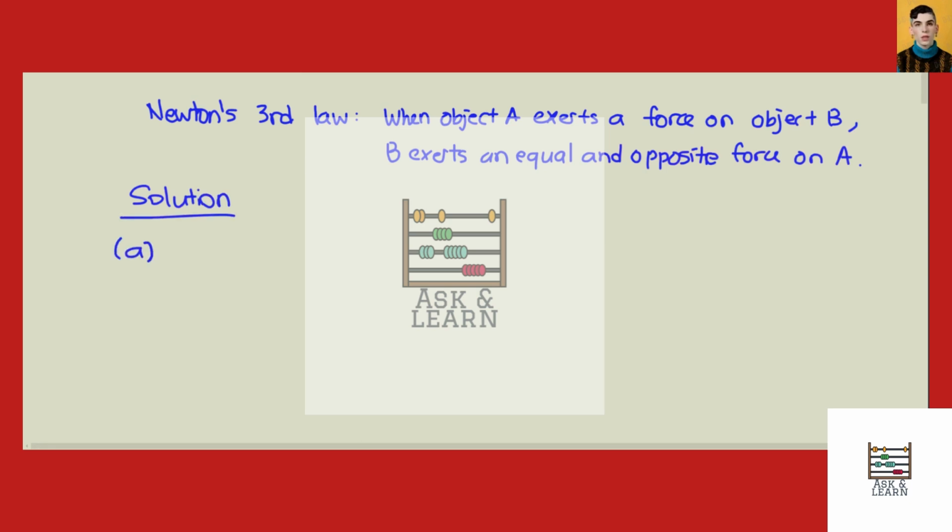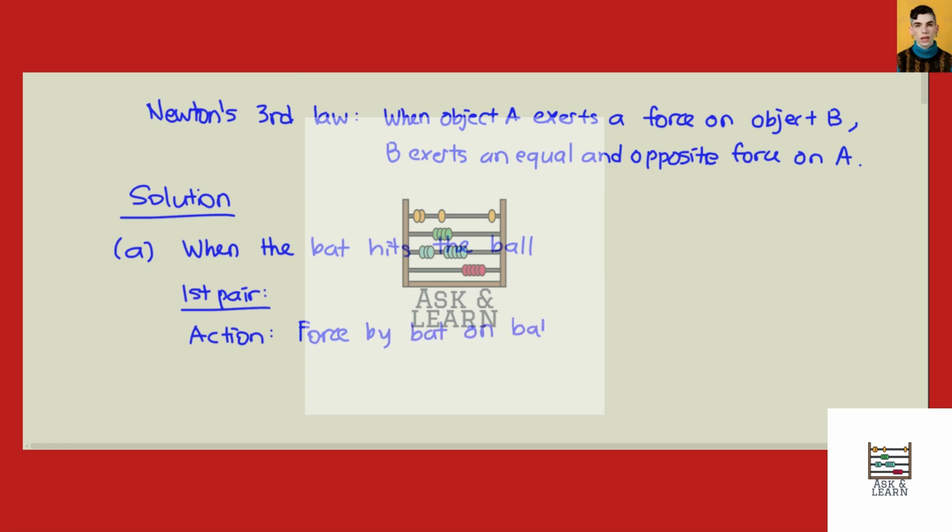In part A, when the bat hits the ball, we want to identify the action and reaction forces. The first pair: the action is the force by the bat on the ball, and then the reaction is the force by the ball on the bat.